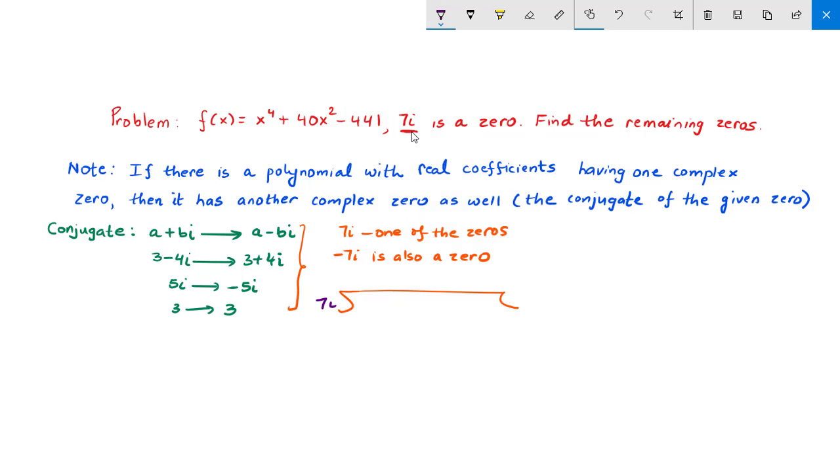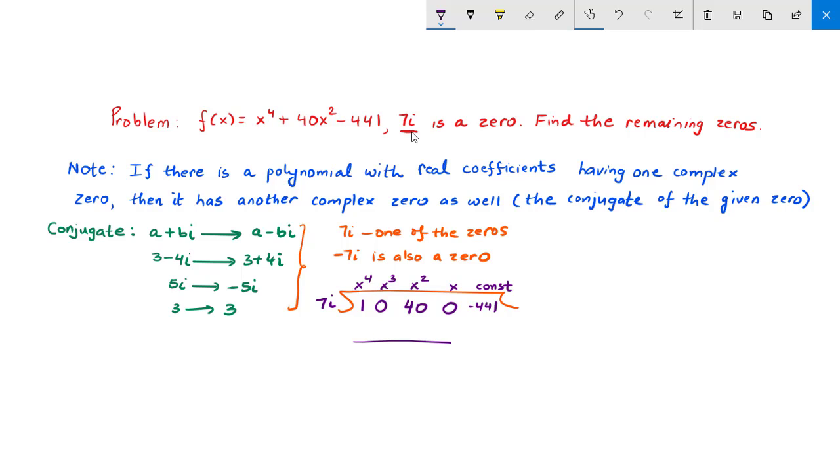So I'm going to write 7i here, write the coefficients inside this division sign, which are 1. Remember, there is no x cube term, so I'm going to write a 0. And then I'm going to write a 40 for x squared. There is no x term, so I'm going to write a 0. And then negative 4 for the constant. So the coefficients of x to the 4, x cube, x squared, x, and then a constant. If a term is missing, if a power of x is missing, you have to put a 0 for that. Otherwise, you won't get a right answer.